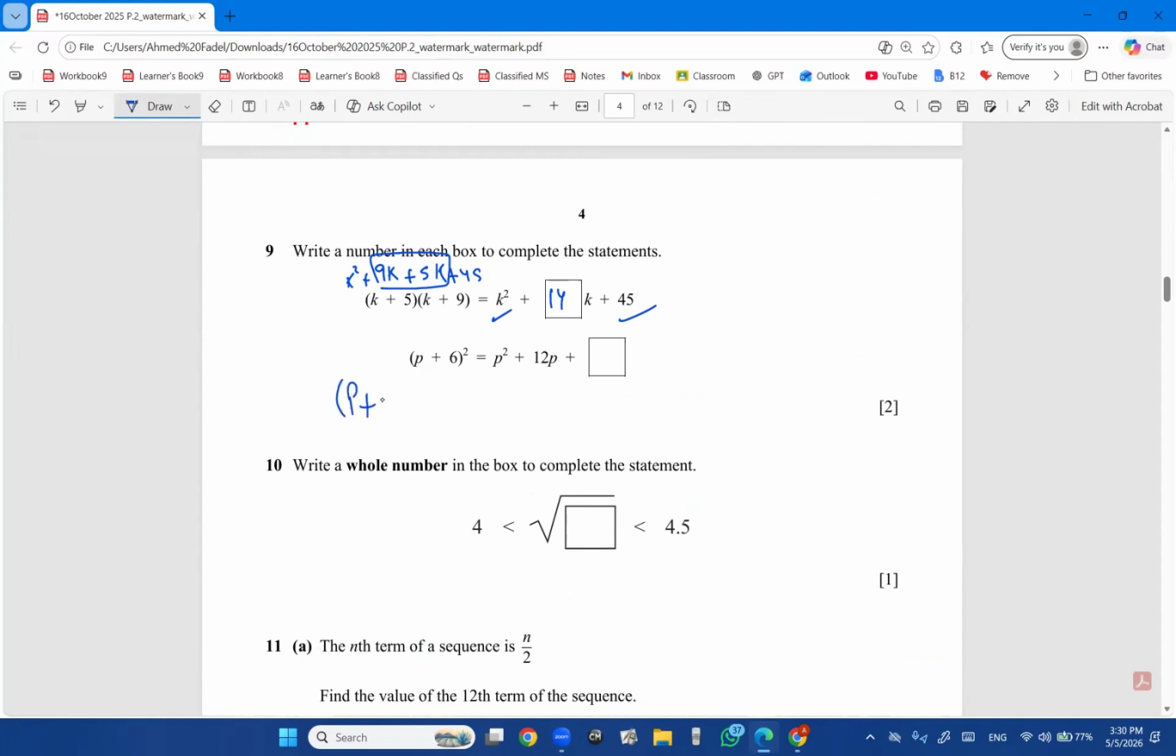Here, this is P plus 6 multiplied by itself. So you're going to find that this is P squared, done. 6P and then 6P again, done. Then 6 times 6 is 36.